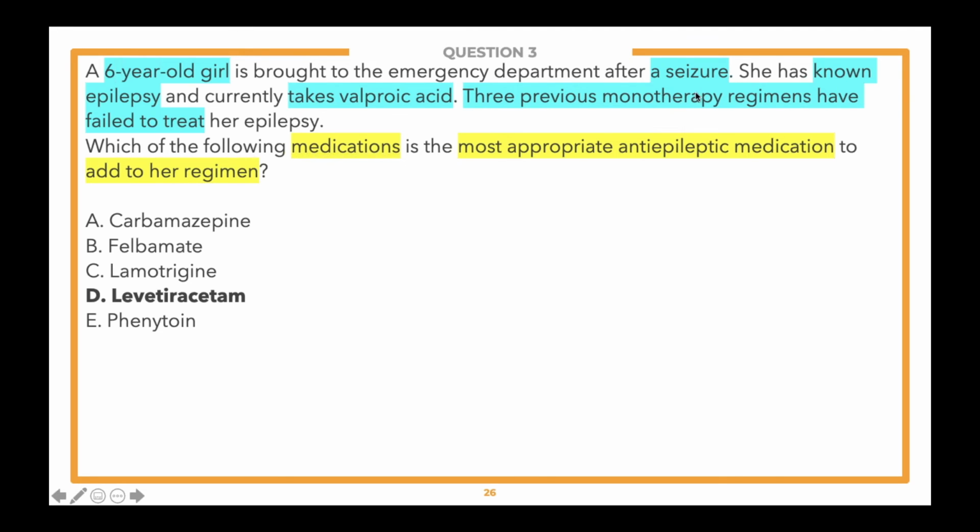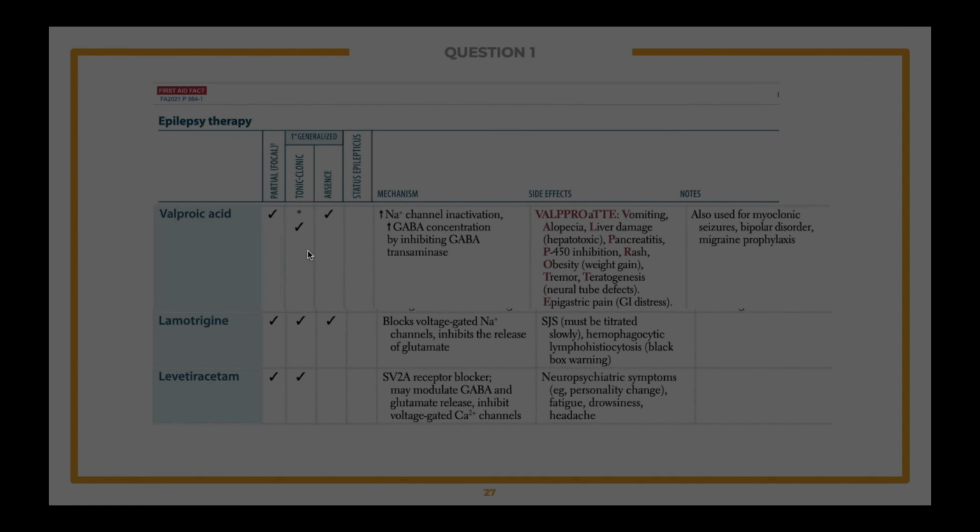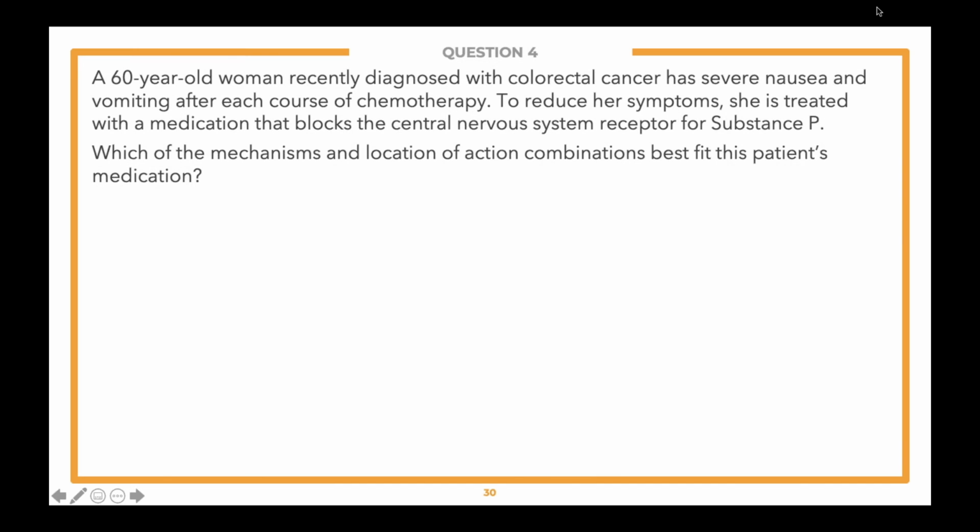Excellent. Thank you very much, Boris. Let's move on now to our last question of the evening on the topic of neuropharm. Once again, we'll begin with the lead-in. Which of the mechanisms and location of action combinations best fits this patient's medication?